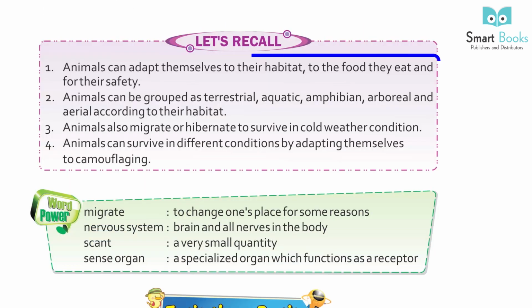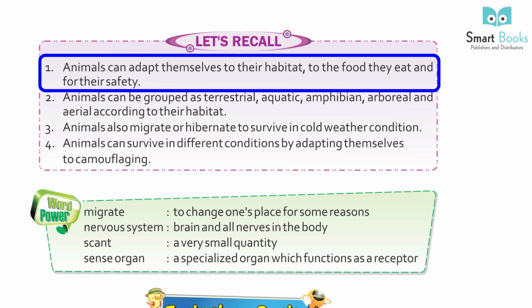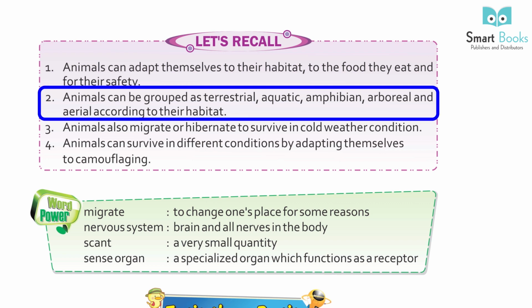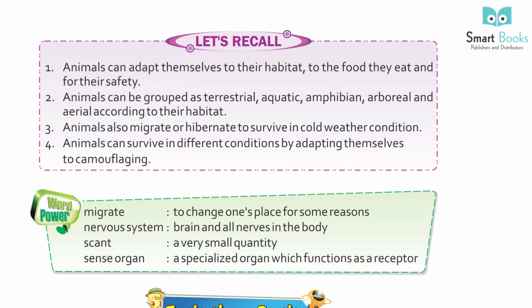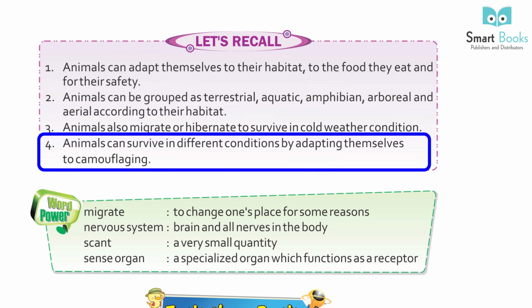Let's recall. 1. Animals can adapt themselves to their habitat, to the food they eat and their safety. 2. Animals can be grouped as terrestrial, aquatic, amphibian, arboreal and aerial according to their habitat. 3. Animals also migrate or hibernate to survive in cold weather conditions. 4. Animals can survive in different conditions by adapting themselves through camouflaging.